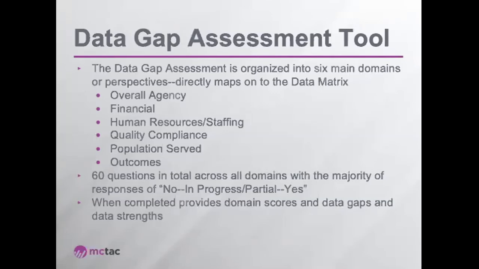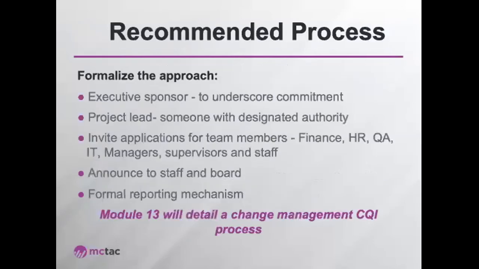So the tool itself is split into these 6 domains, which map back to the matrix. There's an additional one with some questions about the overall agency, but the rest of the domains look at finance, human resources, quality compliance, population served, and outcomes, which is the horizontal view of the agency. It's split into 60 questions, all but one of which are answered no, in progress, partial, or yes. I'll go into what those definitions mean. And when it's completed, at least the Excel version that we've put out creates a work plan for you in terms of where you should be looking for data. So if you want to go to the next slide.